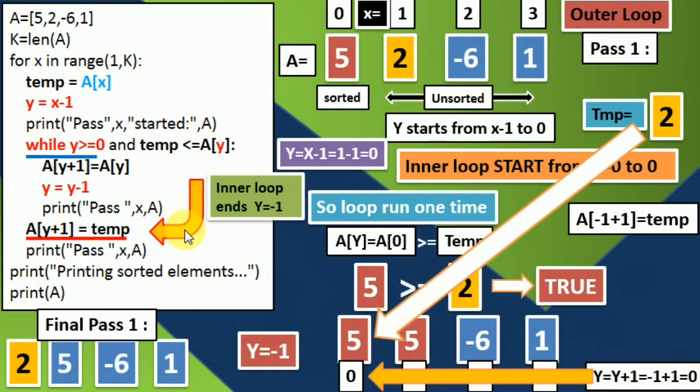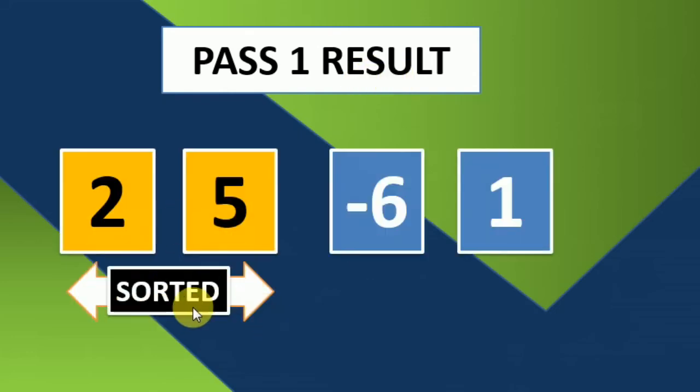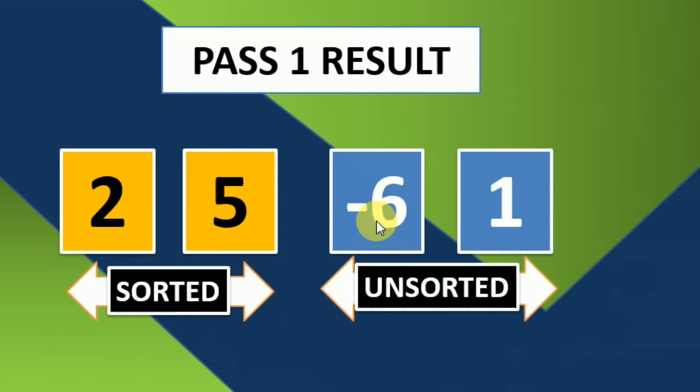So at present at this line the value is going to be overridden with the temp. That means this 2 is going to be transferred here. So 5 is shifted to the right and the left value is overridden with the value of temp. So the final pass 1 is going to be 2, 5, minus 6, 1. When the first pass is finished, 2 and 5 are the sorted values and minus 6 and 1 are still the unsorted values.